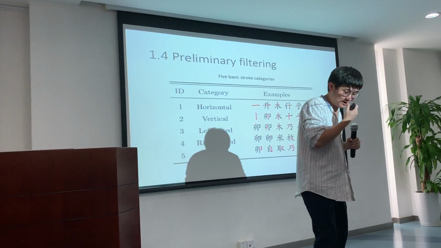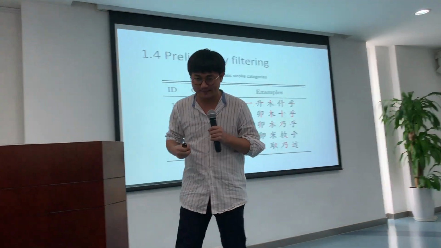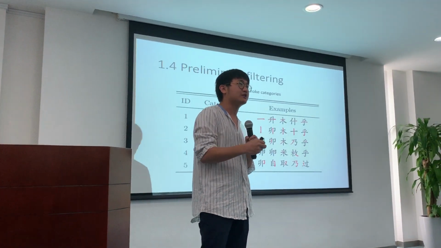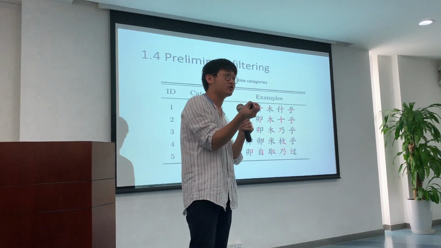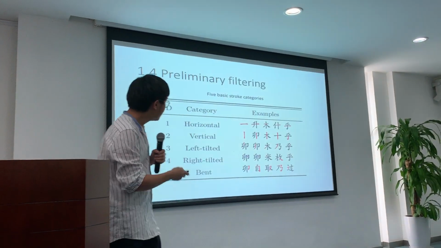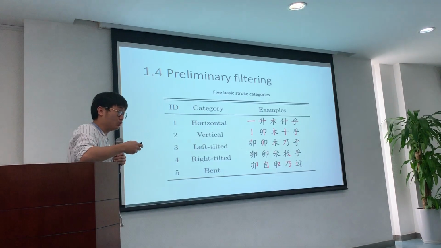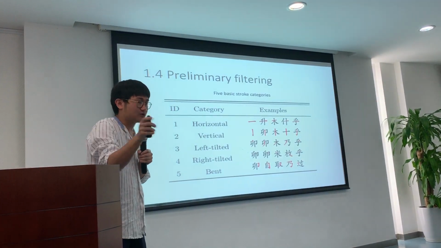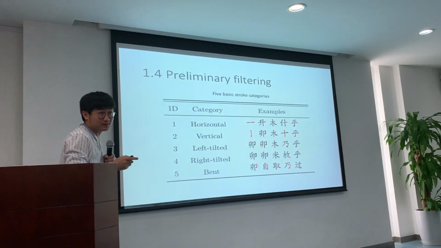Yeah, let's go back to our problem. The first technique we use is about the stroke order sequence. Chinese characters are composed of stroke order, 笔画, okay? But there are many strokes. We can group them into 5 basic categories and assign a number to them.